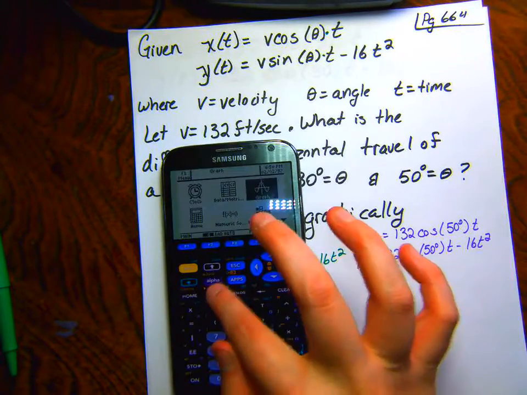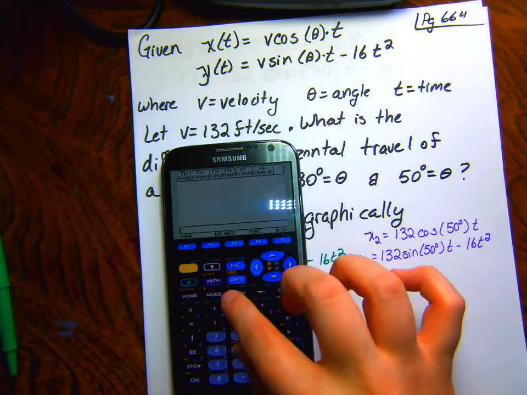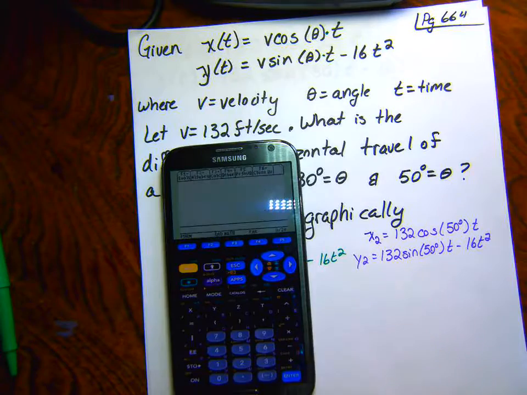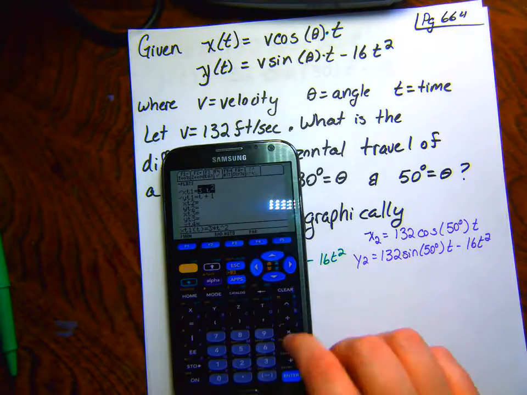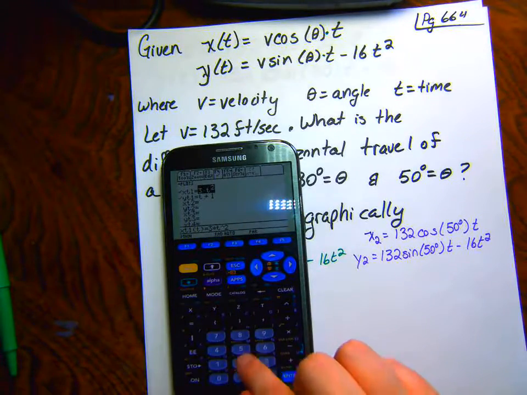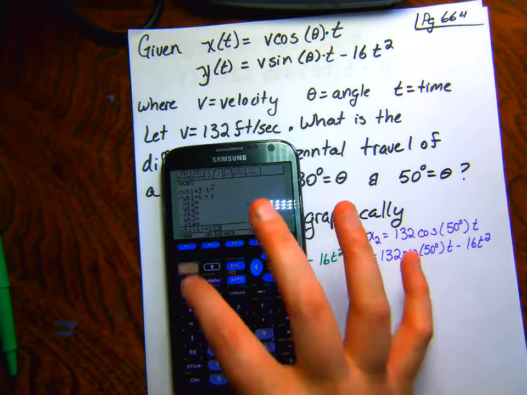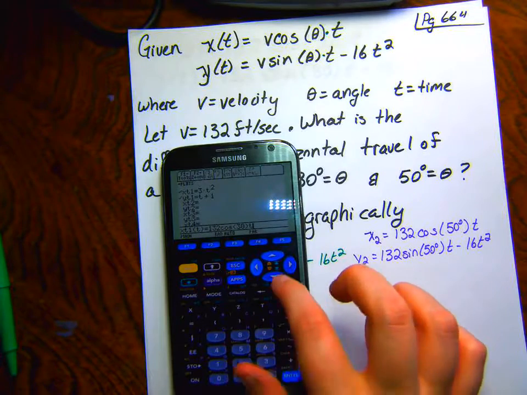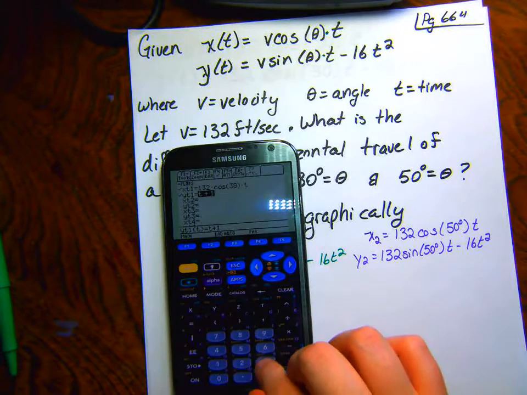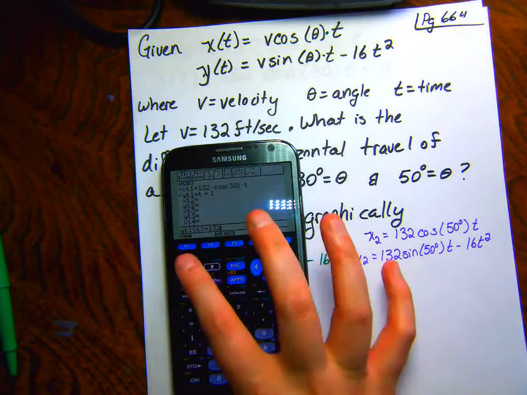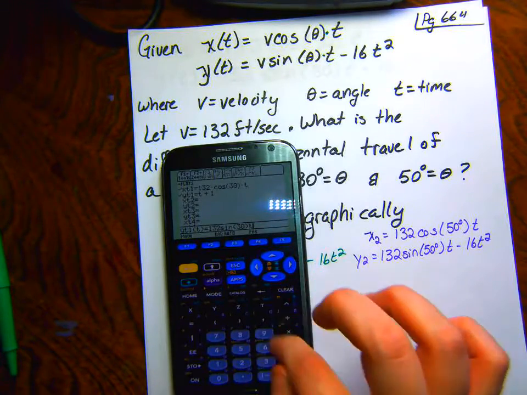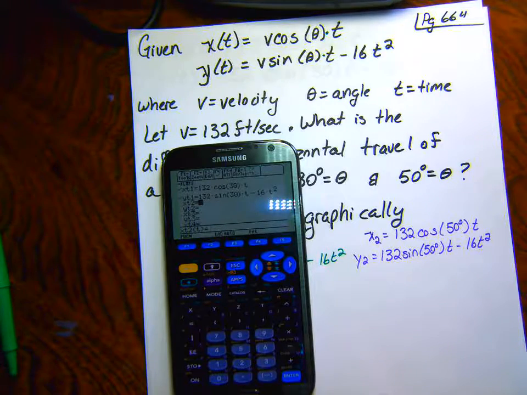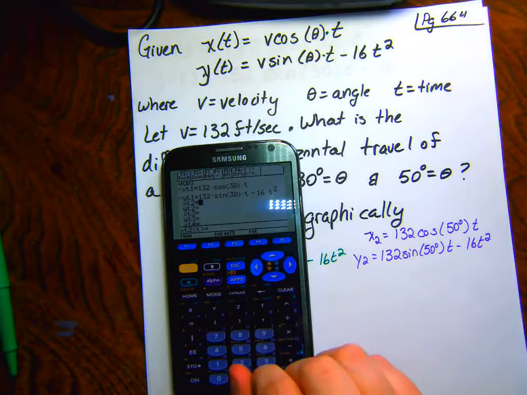Alright, so remember to make sure that you're in parametric mode. So you go to your graph, change it to parametric. Alright, so our x1 is going to be 132 cosine 30 degrees times t. Our y1 is 132 times sine of 30t minus 16t squared. Okay, so let's do this one first.